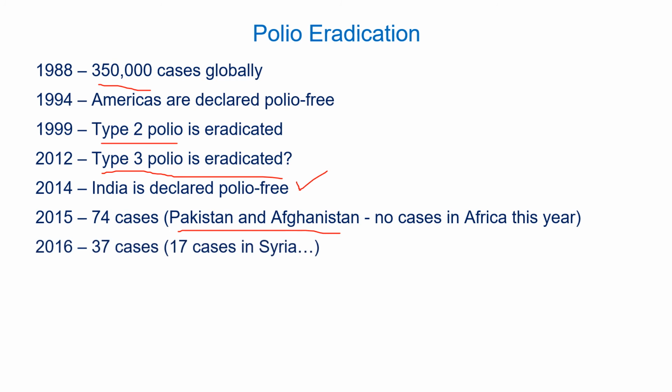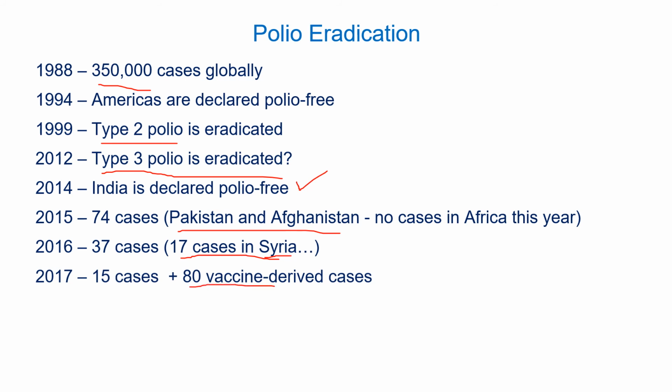2016, 37 cases, some cases in Syria. Unfortunately, we have some instability in Syria, which has led to lax vaccination, which means a few extra cases. 2017, 15 cases and 80 vaccine-derived cases.